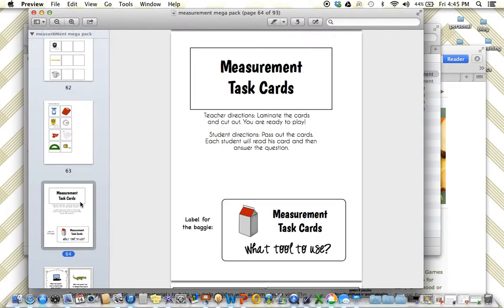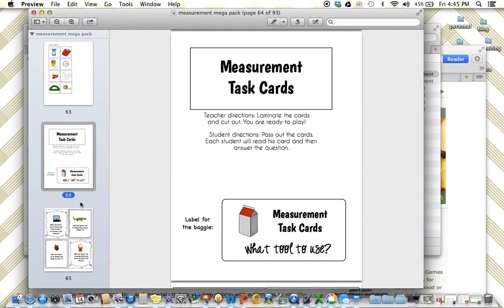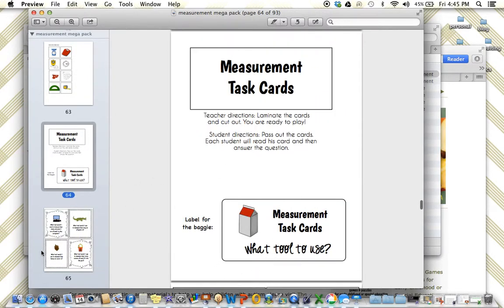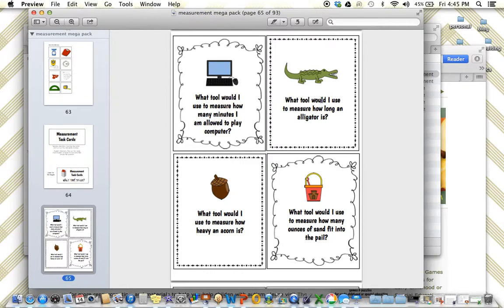And then here's some measurement task cards. Again, great things to work on downtime. You can do this in guided instruction. You could have the students play this as a game. I just laminate and cut these out, and here's the label for the baggie. So different kinds of problems that they have to solve.